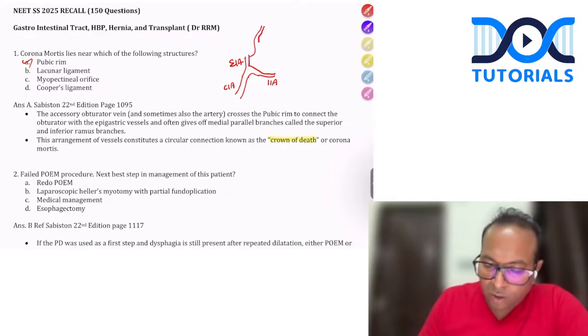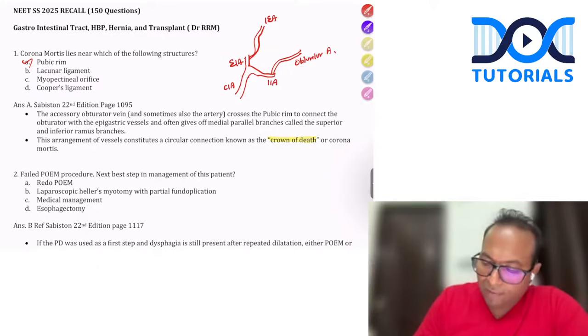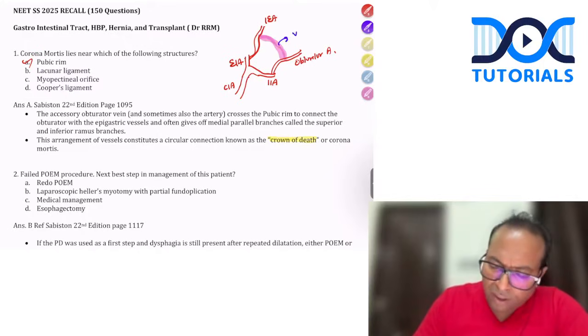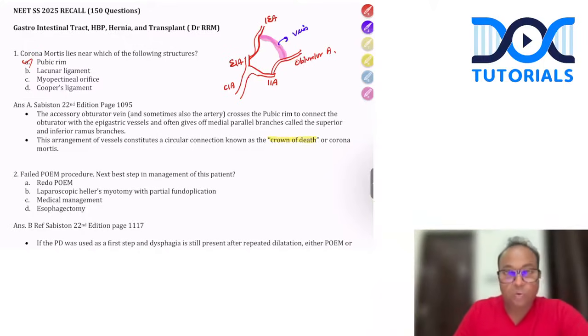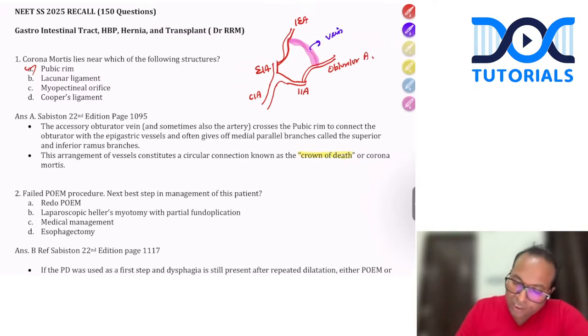From the external iliac artery, you know, this is the inferior epigastric artery going up. And from the internal iliac artery, this is the obturator artery going down. So this is the actual anatomy. Sometimes you can have an abnormal artery connecting the inferior epigastric artery and the obturator artery. It includes a vein also, the obturator vein to the inferior epigastric vein. At the same time, it can also have an associated artery.